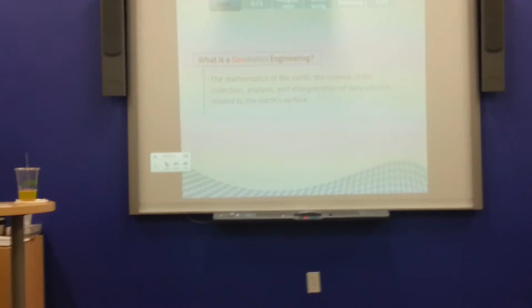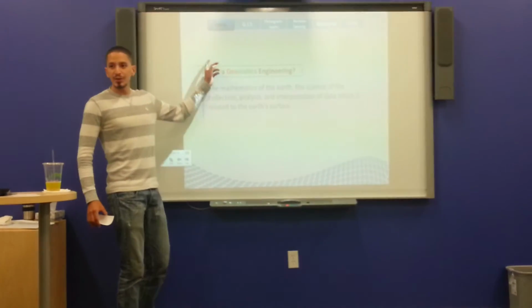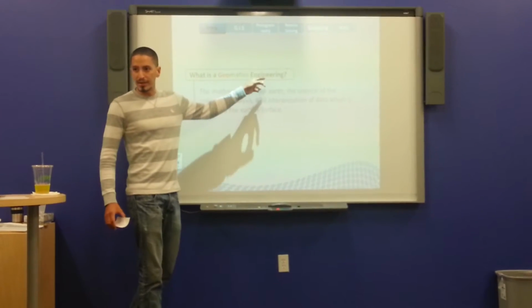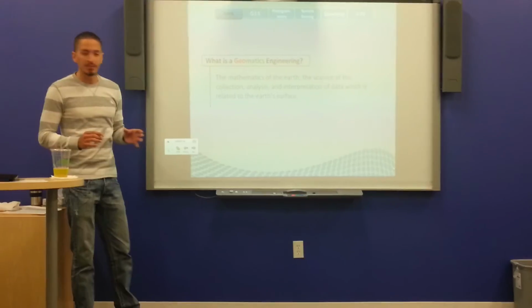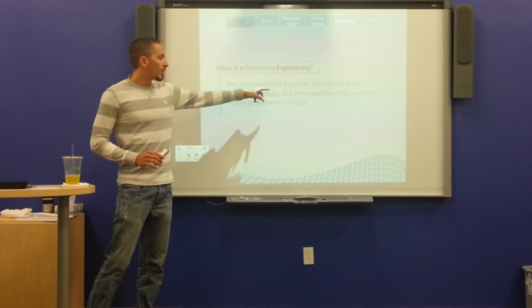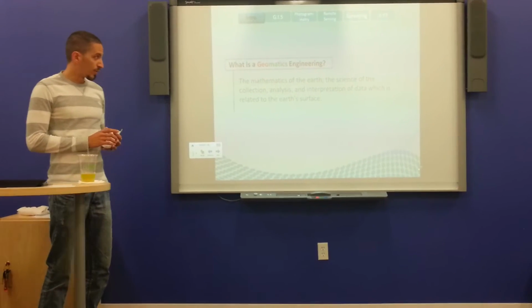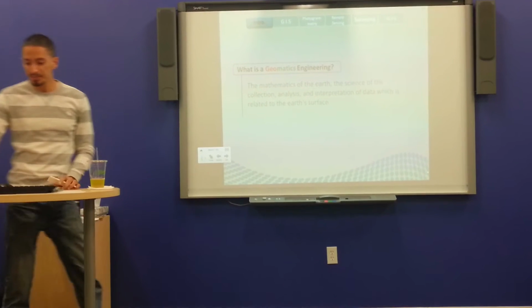Okay, what is geomatics engineering? Geo refers to the earth, and matics to mathematics. Then it's measurement for the earth. The mathematics of the earth, the science of the collection, analysis, and interpretation of data which is related to the earth's surface.